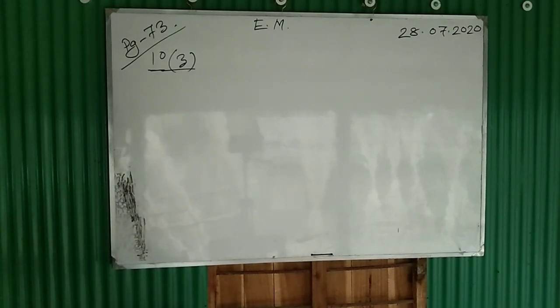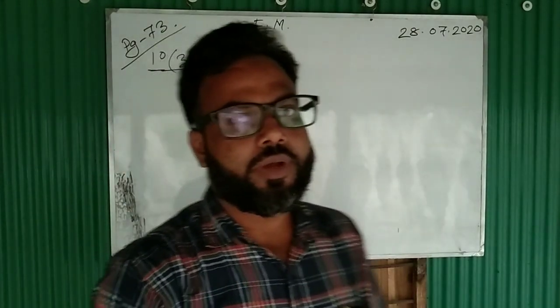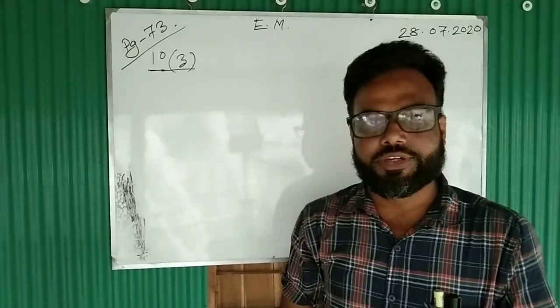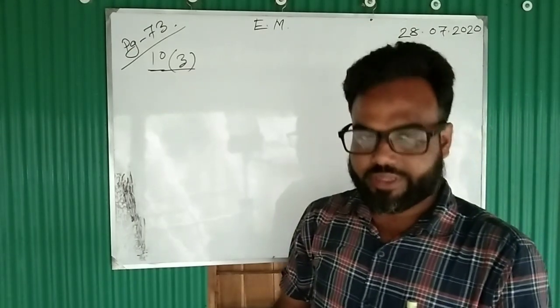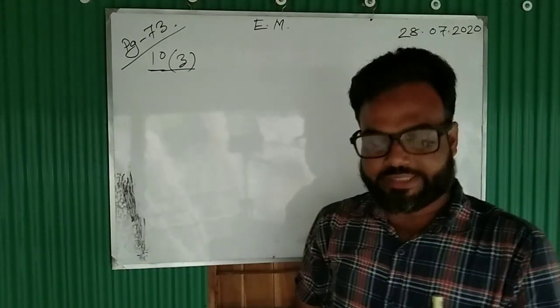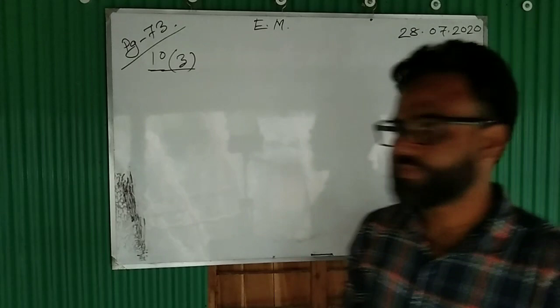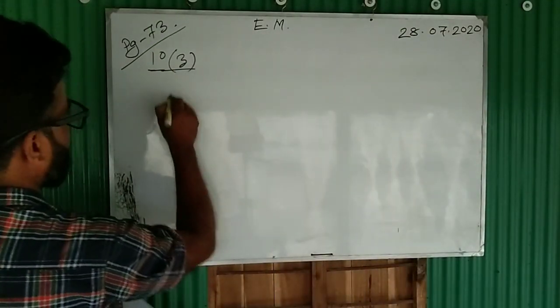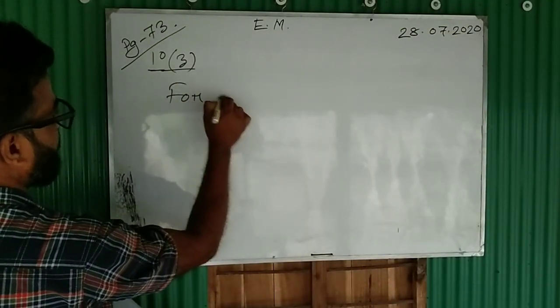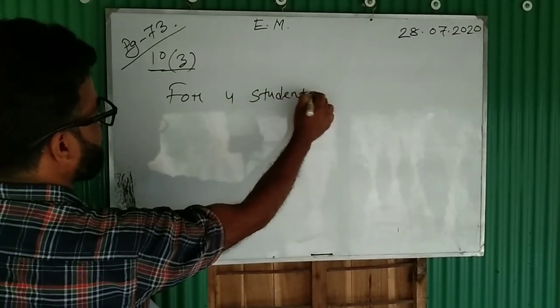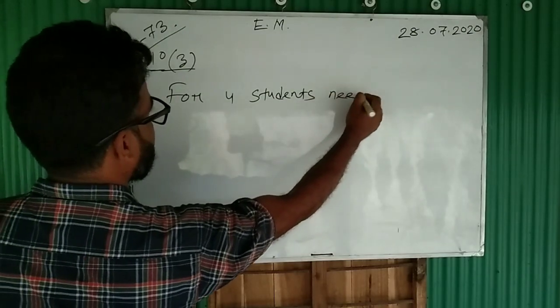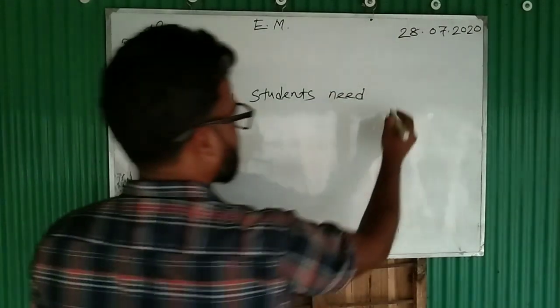Now write down question 3. Here the total number of students is 24, and there is a condition: 4 students sit on one bench. That means 4 students need one bench. Therefore, 4 students need one bench.